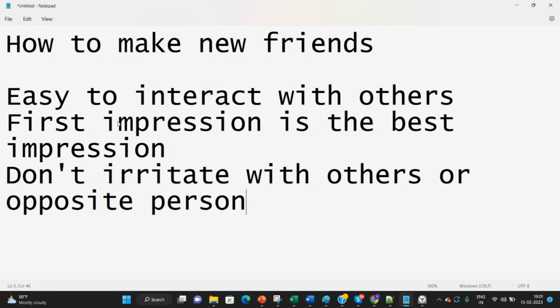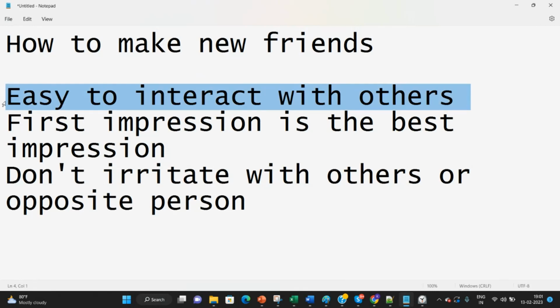Sarvesh, first of all, very good on trying to come up with 3 sentences. Don't worry about the correct or wrong part now. I want you to answer me slowly on whatever questions I ask. From there, we will take it forward. The first line is easy to interact with others.